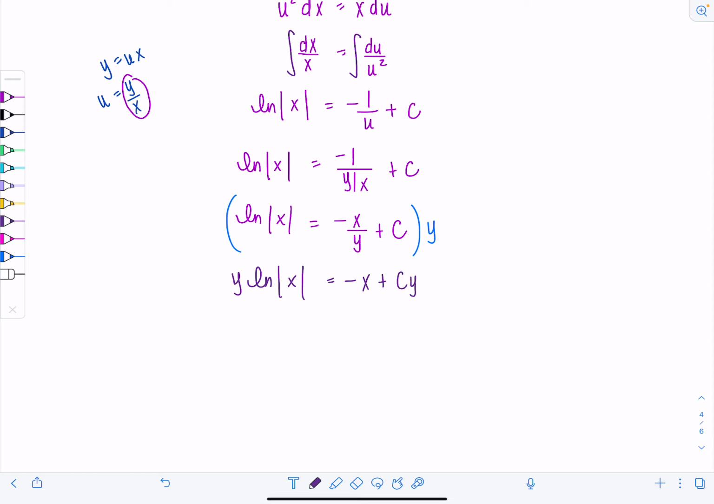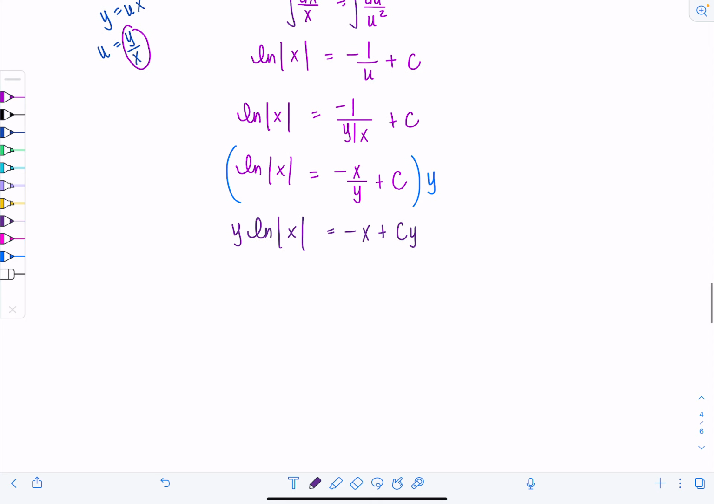Can we do any better? Let's just move that -x to the left-hand side so it's positive, but it's not looking like we can really isolate y or do anything else with this differential equation solution. So we have x plus y natural log absolute value of x equals cy. Boom. So here's our solution.